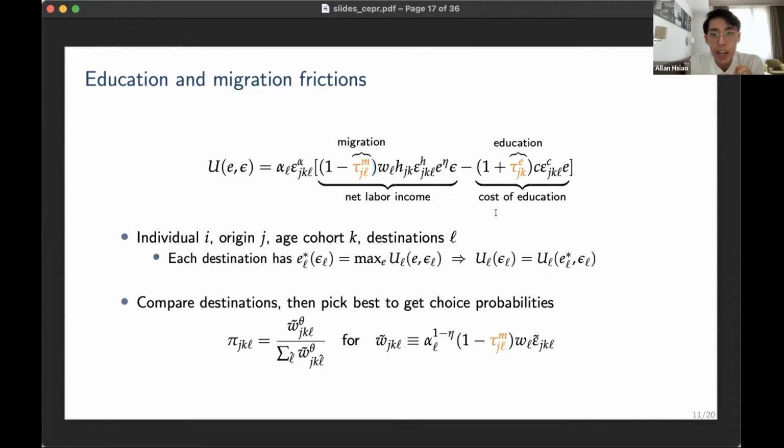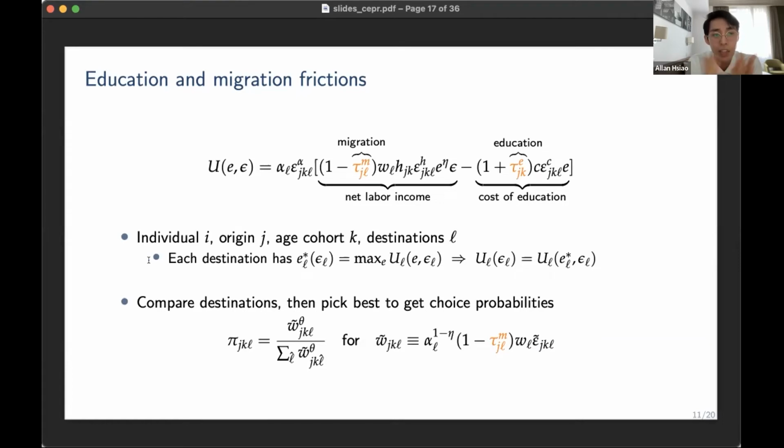What's the education side? It's here. On average, tuition is C, the cost of education. And it's bigger in certain places, certain origins I, and for certain cohorts K because they have very few schools. If you have a lot of schools, then the education friction is going to be lower. And so for every year of education, you pay that tuition. And why do you want to pay for that education? It's because it's raising your wages.